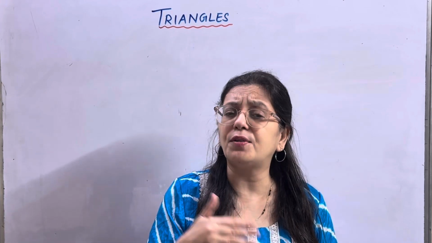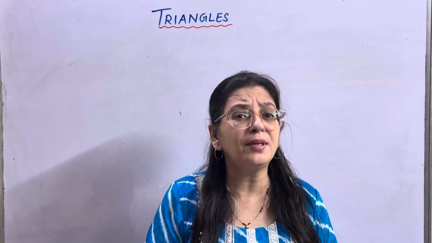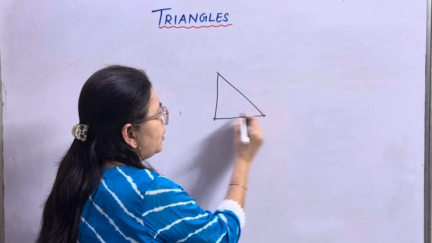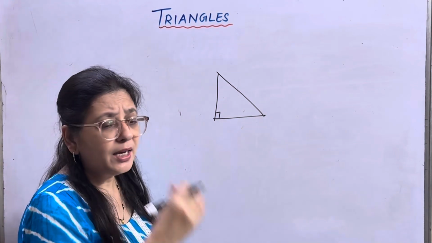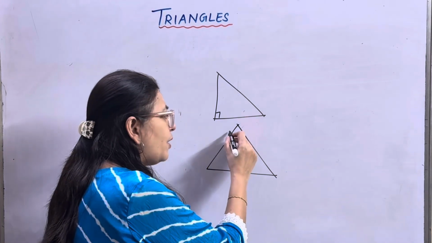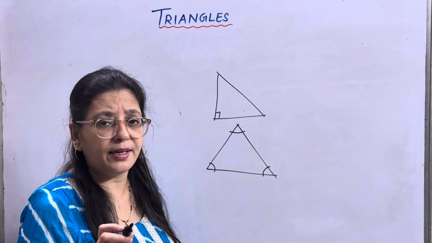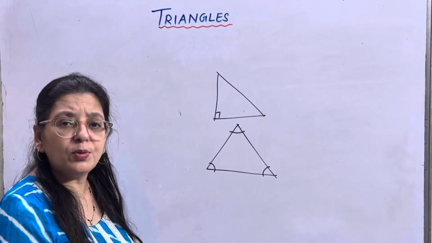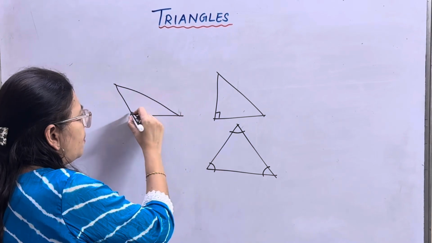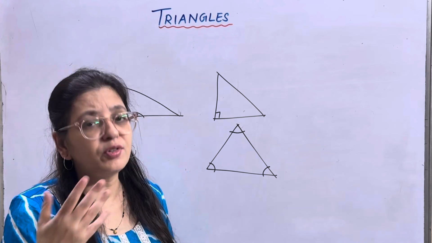Now, different types of triangles based on their angles. The first one I will take up is the right angle triangle, where one angle measures 90 degrees. Then comes the acute angle triangle, where all the angles measure less than 90 degrees. Then comes the obtuse angle triangle, where one of the angles measures more than 90 degrees. These are the different types of triangles.